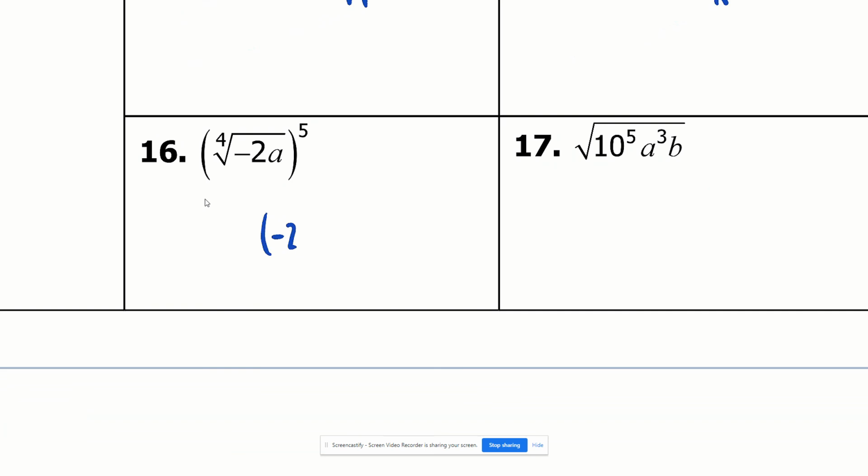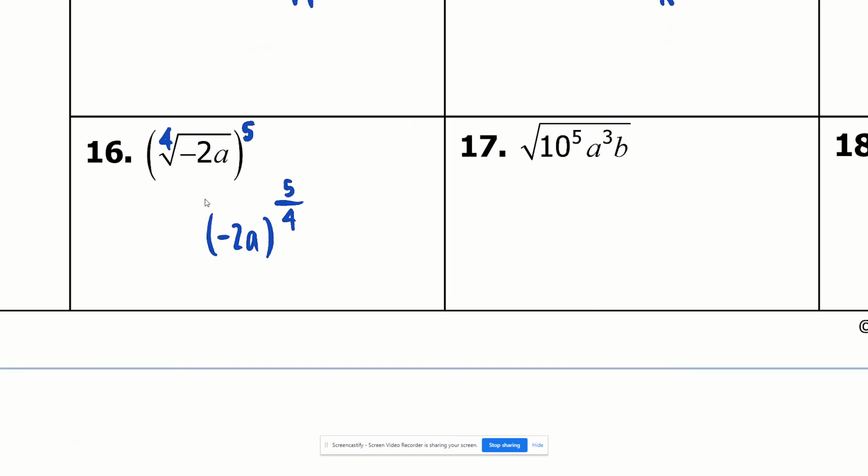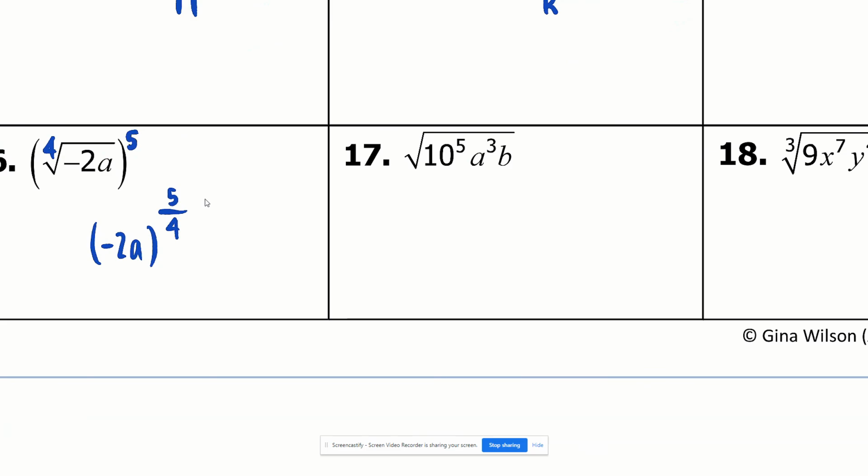Okay, next one, we have the same thing that I talked about just a second ago. Your radicand is negative 2a. It's raised to the fractional exponent. The root is the denominator, and this exponent is the numerator. Negative 2a raised to the 5/4. Now I want you to notice the difference between these problems and the ones before. Notice how this part of the radicand is raised to the 5th power. This part of the radicand is raised to the 3rd power. And this part of the radicand is raised to technically the 1st power.